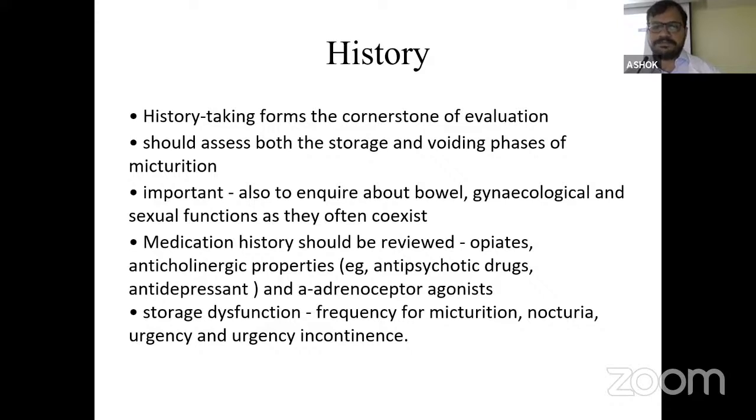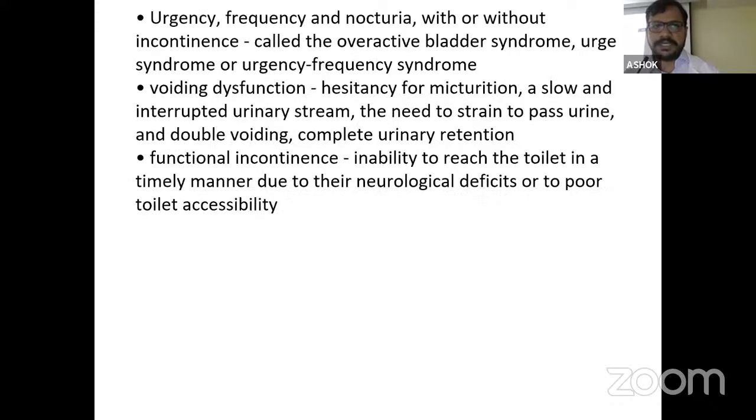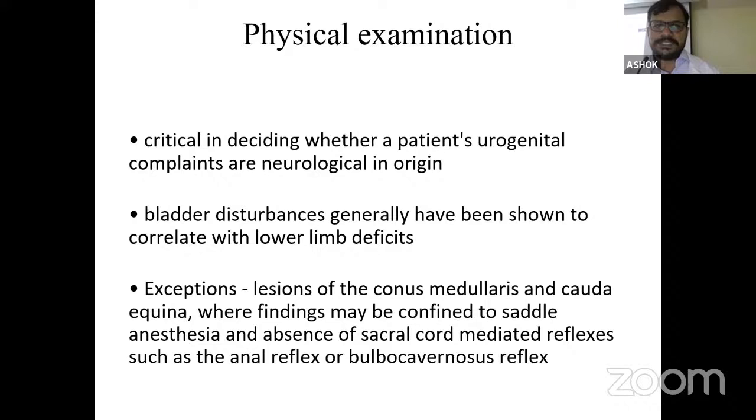Storage dysfunction: frequency of micturition, nocturia, urgency or incontinence. Voiding dysfunction: hesitancy of micturition, a slow and interrupted urinary stream, the need to strain to pass urine, double voiding, complete urinary retention. Physical examination is critical in deciding whether a patient's urogenital complaints are neurological in origin or not.